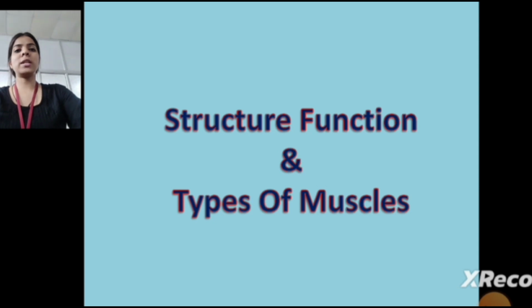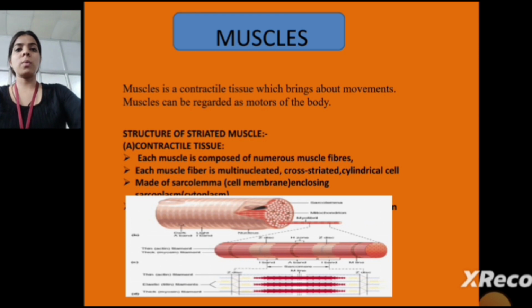Today I am going to tell you about the structure, function and types of muscles. Muscle is a contractile tissue which brings about movement, and muscles can be regarded as the motors of the body. First we have the structure of striated muscle.